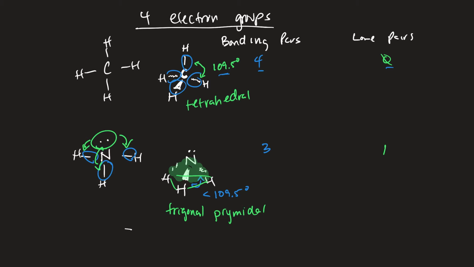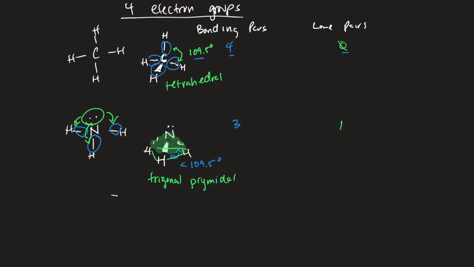Okay, well, what if we still have the 4 electron groups, but we replace one of them with another lone pair? So we have 2 bonding pairs, but then we also have 2 lone pairs. A famous molecule that looks like this is water, because it has 2 lone pairs. So here's our 2 lone pairs, and then here's our 2 bonding pairs. Okay, so how would that look?